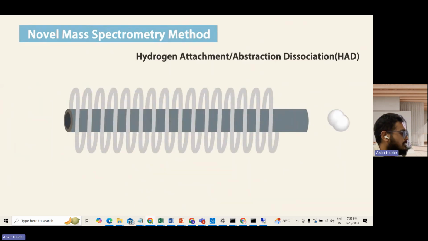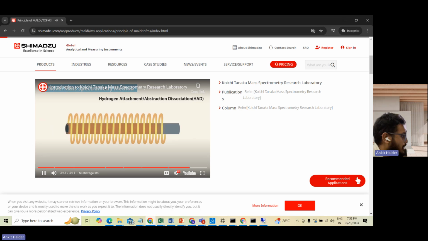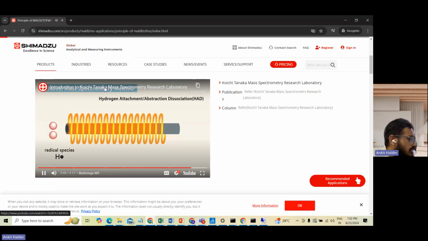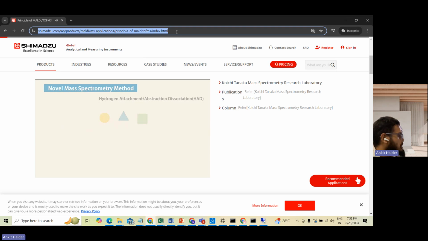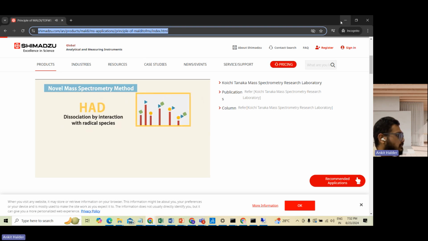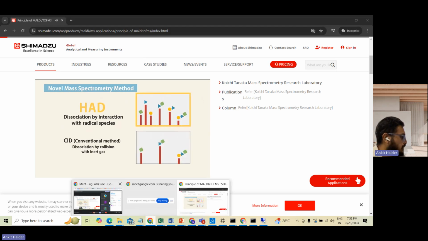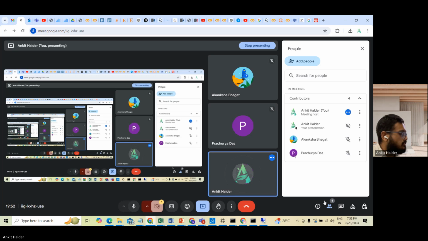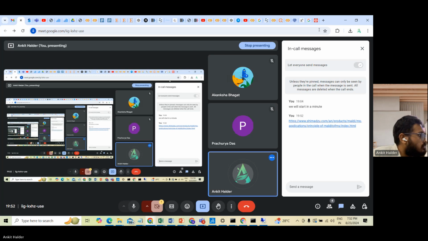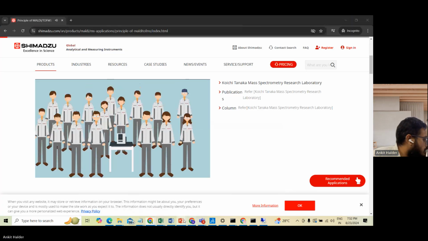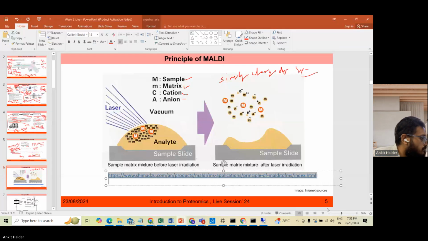Okay, so these are some other techniques. So you can, of course, go ahead and look into it. So I can paste it in the chat box as well. If you have any further query, you can refer to it. So I'm just pasting it in the chat box as well. Okay, so now we will be moving into it.